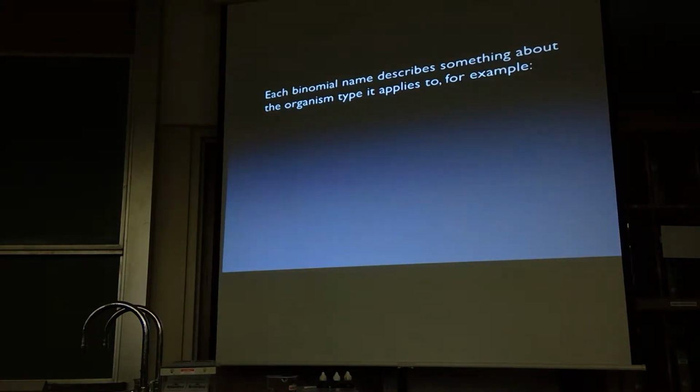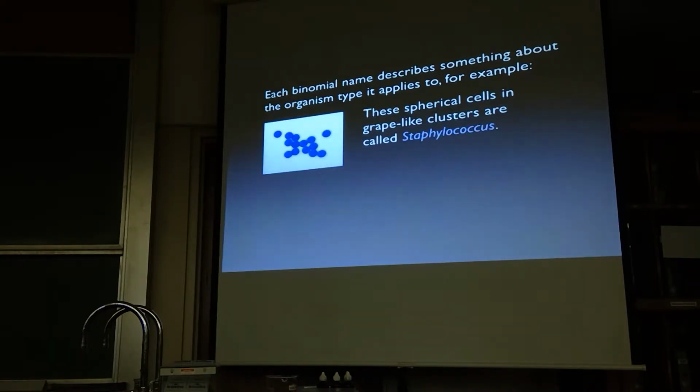Now, as I said, these binomials are short versions of descriptions, but they still tell you something about an organism type. For example, if you have spherical cells in grape-like clusters, the term for that is Staphylococcus. Coccus is the shape, sphere. Staphylo means grape-like cluster. So Staphylococcus is a genus name. It is not the genus name that goes with pneumoniae. Streptococcus and Staphylococcus, two very different genera.